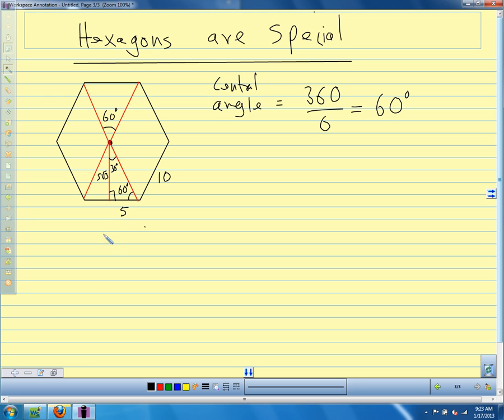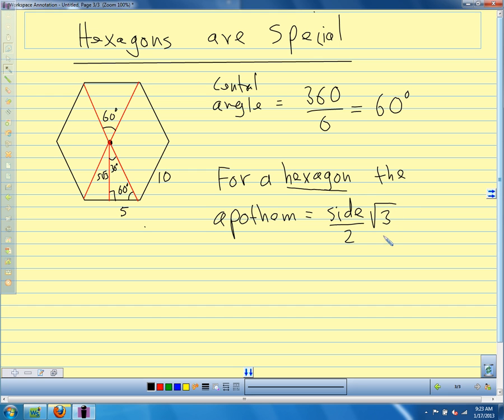So for a hexagon, because we have this 30, 60, 90 triangle inside, all we have to know is the side length, and we can figure out the apothem. So you should write this in your flip book. For a hexagon, and this is for hexagons only, the apothem equals the side divided by 2 times the square root of 3.